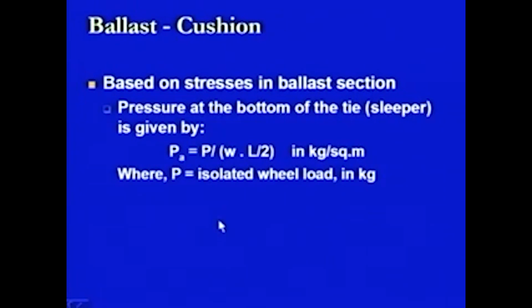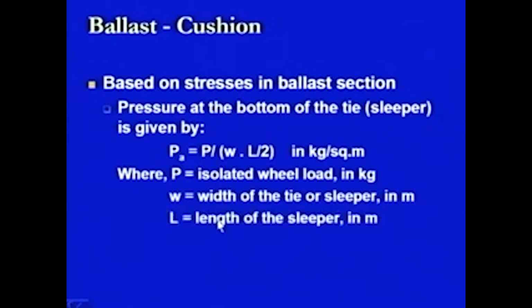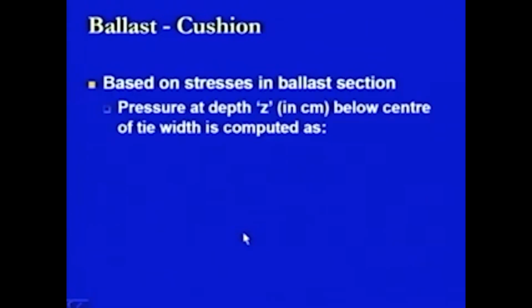So, here the P is the isolated wheel load in whatever units we are taking, say in kg, W is the width of the tie or the sleeper in meters, and L is the length of the sleeper in meters. Then there is another condition, the pressure at depth z in centimeters below the center of tie width, and this is computed as P z is equal to 5.24 multiplied with the P A, which is calculated previously as P divided by W into L by 2, and this value is totally divided by z raised to the power 1.25.